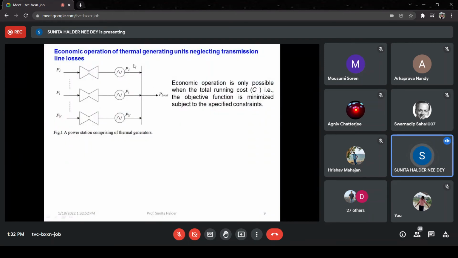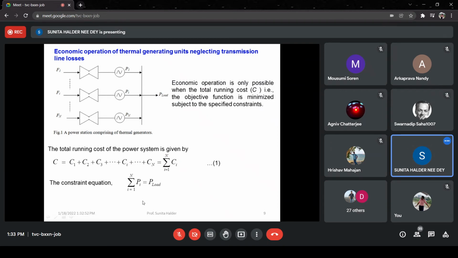Now, what will be the total running cost of this plant? We have to add all the costs of individual generators. Economic operation is not to minimize individual generator cost. It is to minimize the total generation cost of the plant. Then obviously we shall get the best value. With which constraint? The equality constraint is that the summation of generation should be equal to load. And inequality constraints are also there, that is, every generation must be within the minimum and maximum limit of the generation.